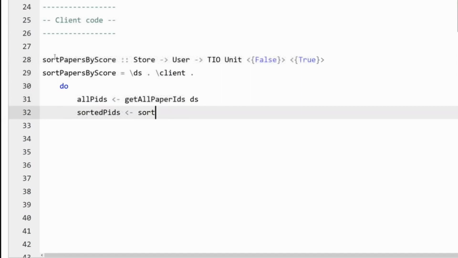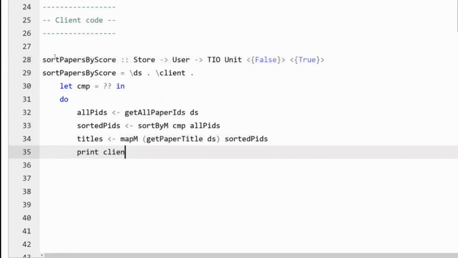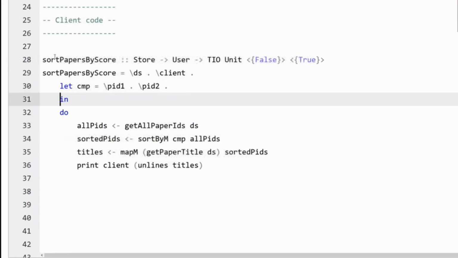Here I first retrieve the list of all submissions, then sort them using a custom comparator that I will implement shortly, and finally project the paper titles and output them to the current user. Our custom comparator function retrieves the scores of the two papers from the store and compares them.